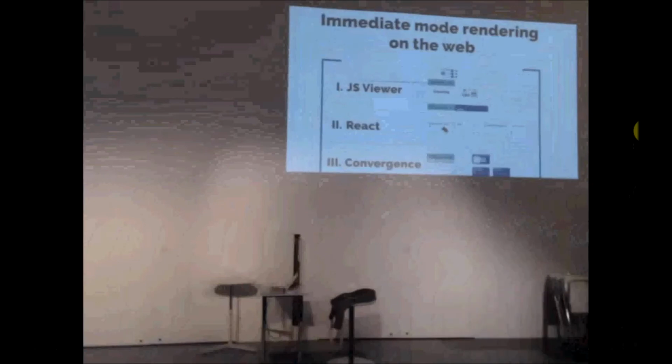So did you find a new class of bugs with React that you haven't experienced with the previous architecture, like React specific? No, not yet.